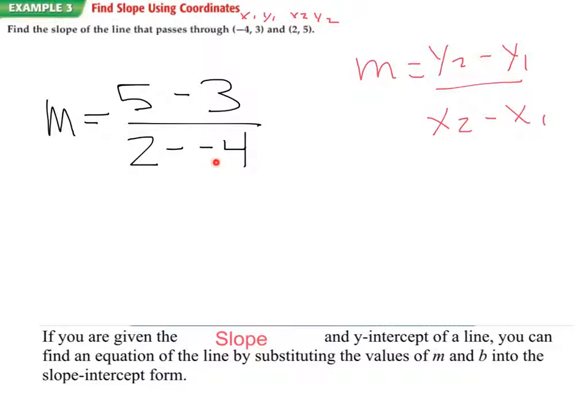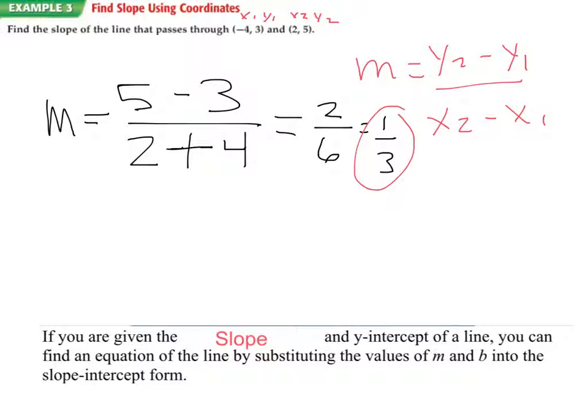And since we have the two negatives, we can go ahead and change that into a positive. And then we can go ahead and solve. So 5 minus 3 gives us 2. 2 plus 4 gives us 6. So we end up with 2/6. And we can reduce that and go ahead and say 1/3 is our slope, our final answer.